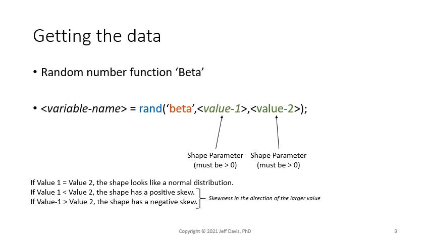If value 1 is less than value 2, the shape is going to have a positive skew. If value 1 is greater than value 2, the shape is going to be negative. So the tail is going to stretch in the direction of the highest value. The tail of the distribution is going to pull in the direction of the highest value. All right, let's see what we get here.